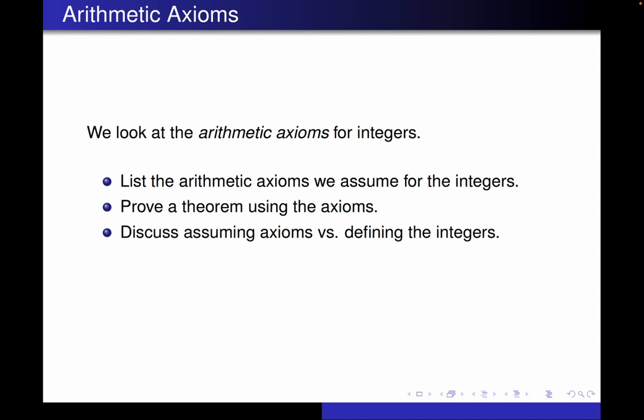We're going to discuss what the difference is between assuming axioms about something and actually defining it, in particular for the integers. We're going to talk about why we have axioms at all and what makes a good set of axioms.